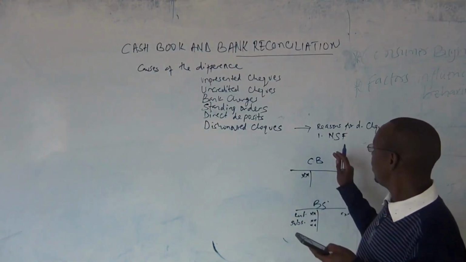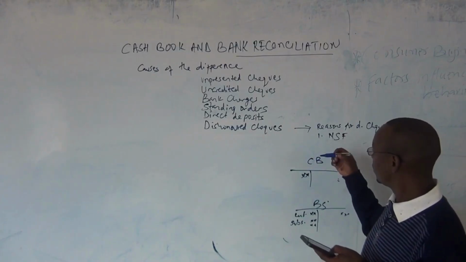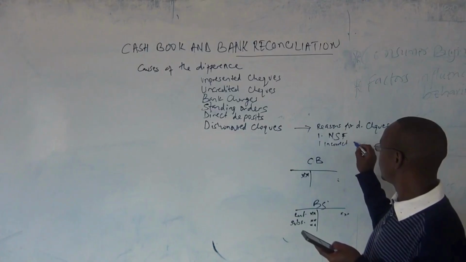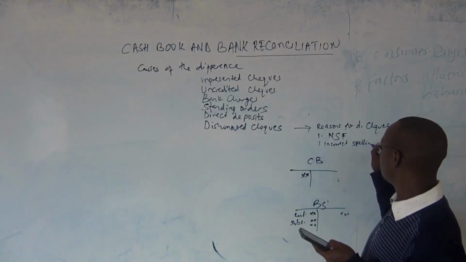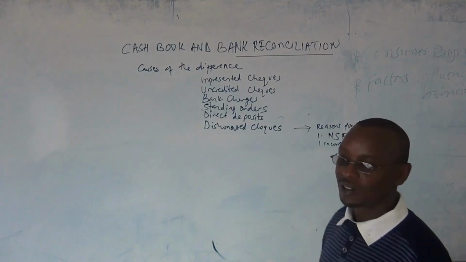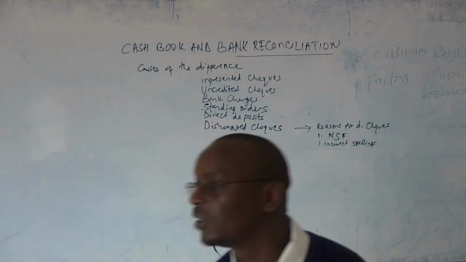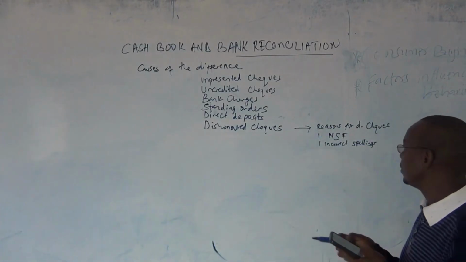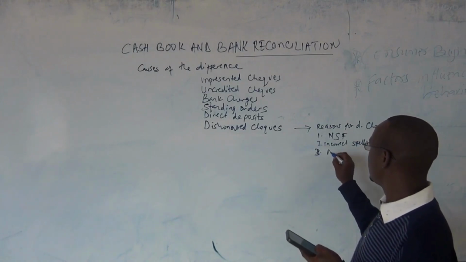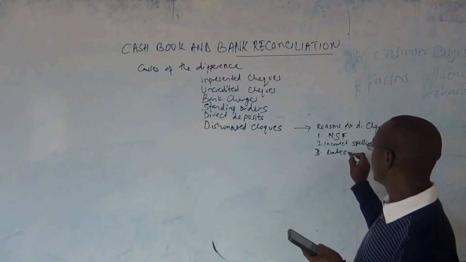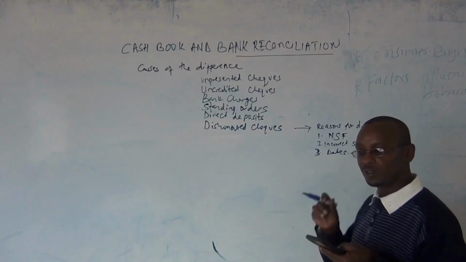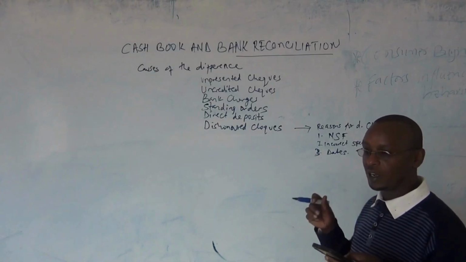Another thing that makes a check dishonored is incorrect spelling of the names. Other things that make checks dishonored: dates. The check should not be more than 6 months old. So your date will be checked.